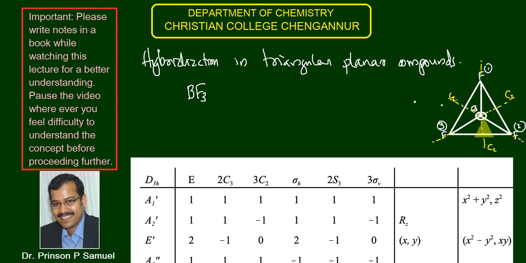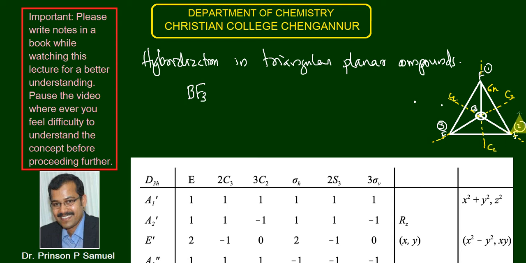And then we have a sigma h plane. What is sigma h? The plane which is perpendicular to the principal axis. The principal axis here is the C3 axis, and the C3 axis is perpendicular to the plane of the board. Therefore, the plane of the board itself is a horizontal plane, or the molecular plane is a horizontal plane. So the plane of this triangle is a horizontal plane.